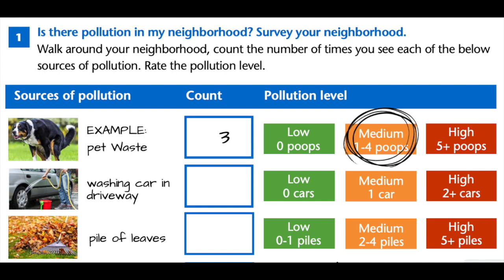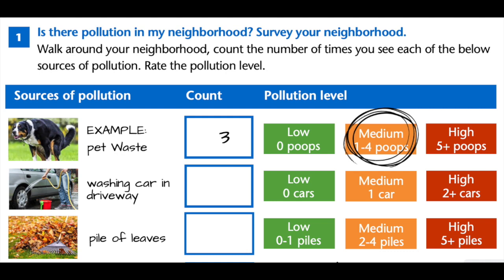Now, if we saw 0 poops, that's awesome. That's low or no pollution. If we saw 1 to 4 poops, that would be medium pollution levels. And if we saw 5 or more poops, that would obviously be a high pollution level. So we counted 3. Where would we put that? That's right, it would be medium because we saw 1 to 4 poops.